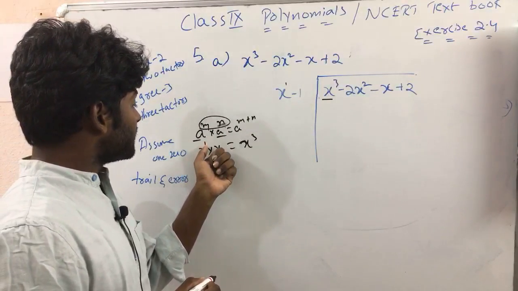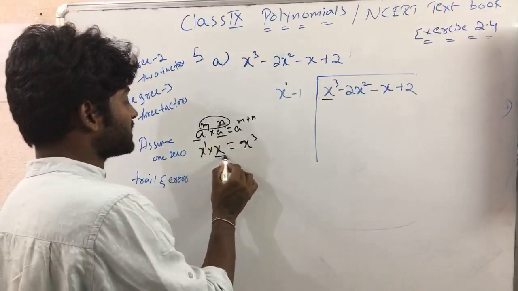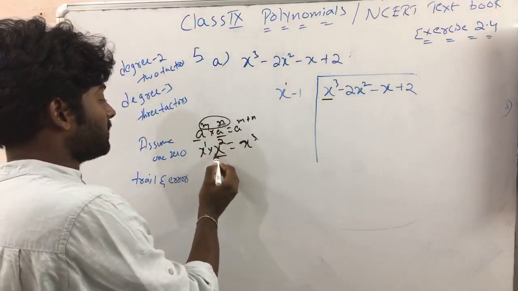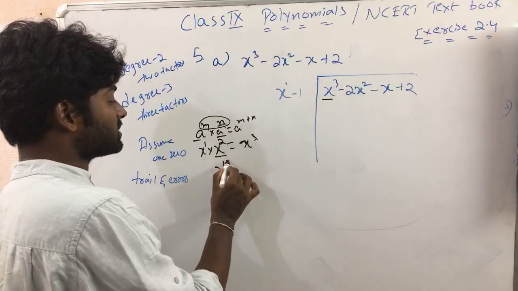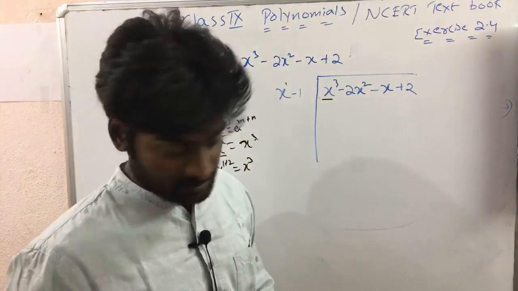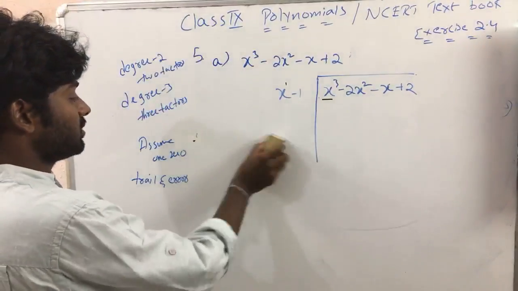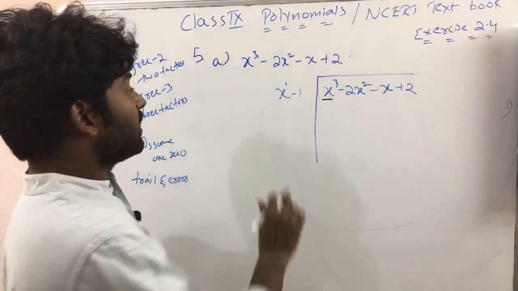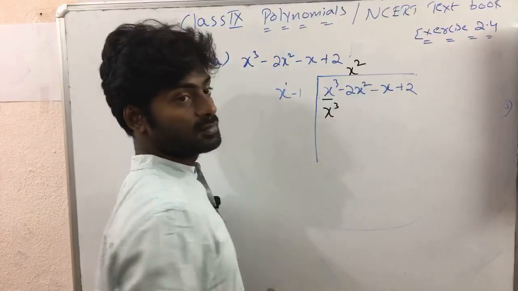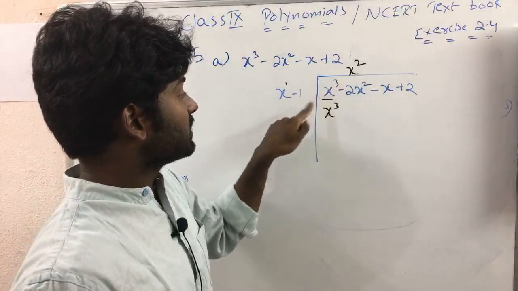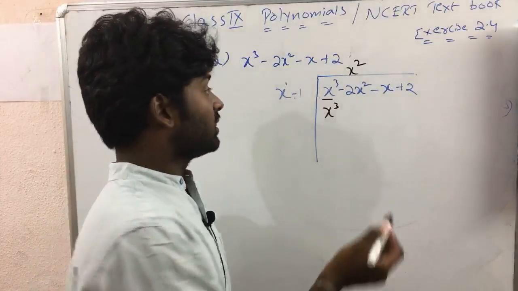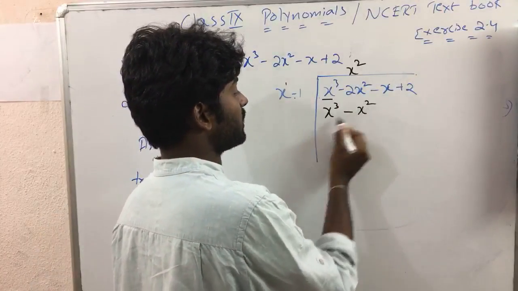Here already the power is 1. What power should be added for x to get 3? So obviously it is 2. That means a power m into a power n equals a power m plus n, which gives rise to x cube. That means multiply x with x square, you will get x cube. There is no coefficient for the x cube term, leave it. And minus 1 into x square is minus x square.